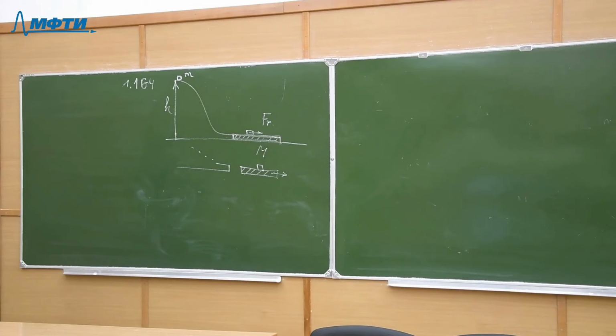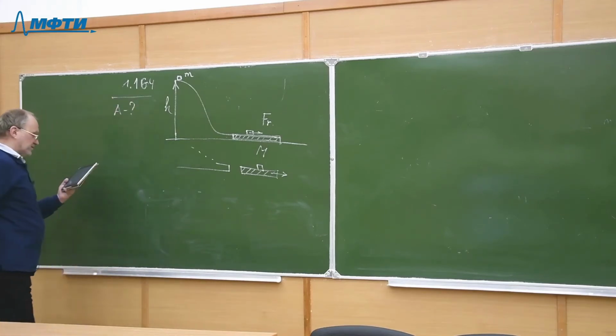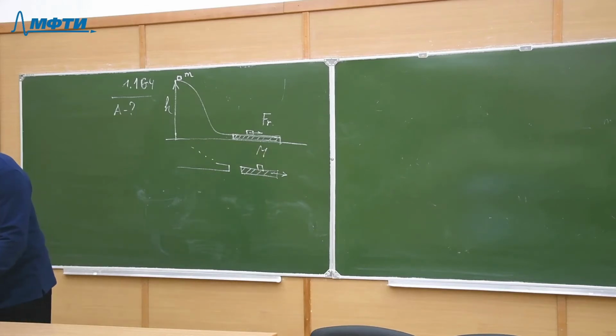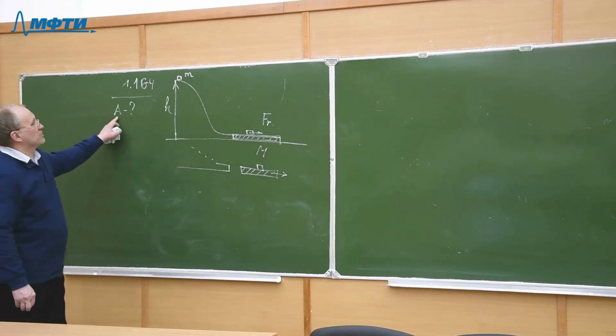Find the total work performed by the forces of friction in this process. That is the first question. And the second question: can it be stated that the result obtained does not depend on the choice of the reference frame? We will discuss it later. So first of all, we have to find the work of the forces of friction.